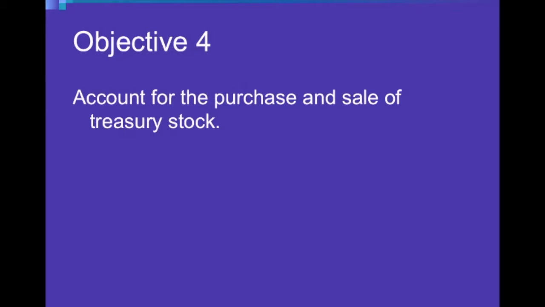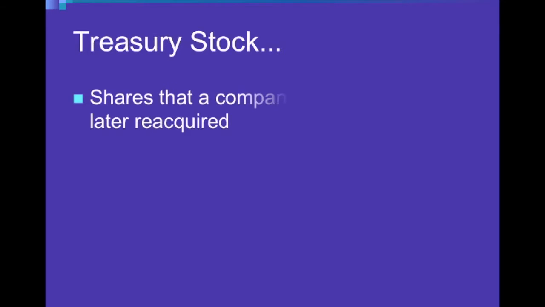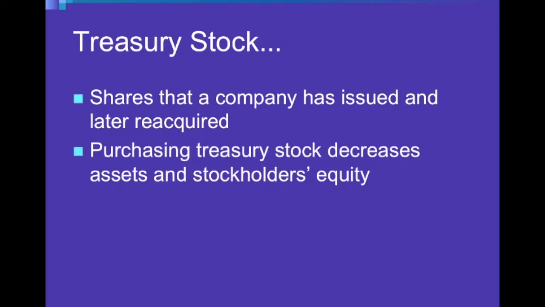This video we're going to talk about learning objective 4, which is how we account for the purchase and sale of something called treasury stock. So first let's define treasury stock and what it is. Treasury stock represents shares that a company has issued previously, but then has later reacquired, meaning we issued it before, we sold that common stock for something, and now we've decided that we would like to purchase it back and hold it for the treasury.